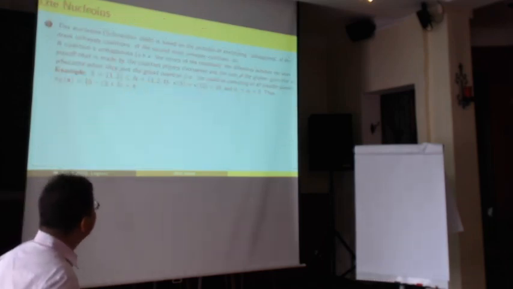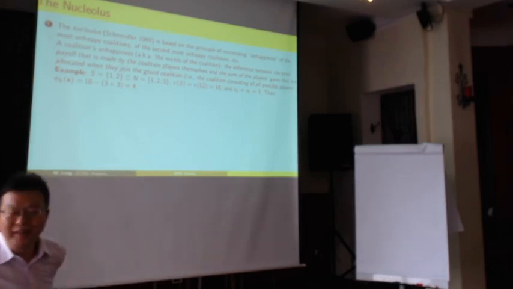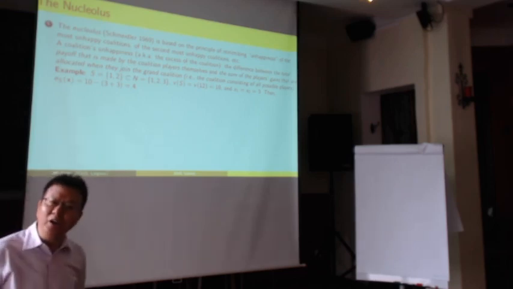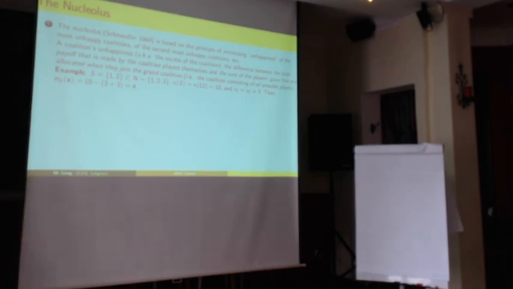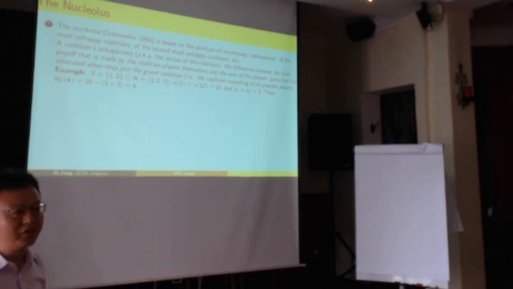Next one, the nucleus. Actually, my specialization is analysis of the nucleus. I always work on finding the closed form solution of the nucleus. It's not easy to find the nucleus because we always need to solve some linear programming problems. Okay. So this is the definition. The nucleus is based on minimization of the unhappiness of the most unhappy coalitions, the second most unhappy coalitions, etc.